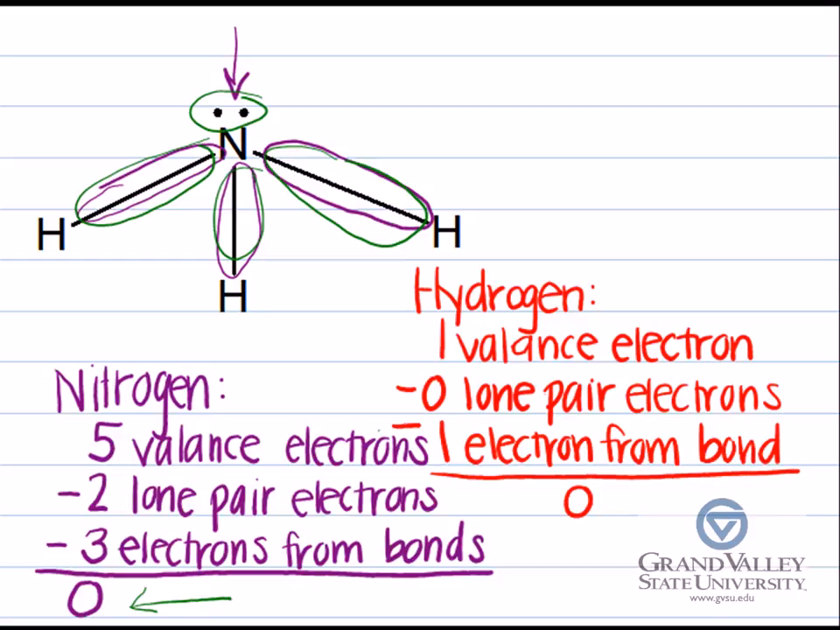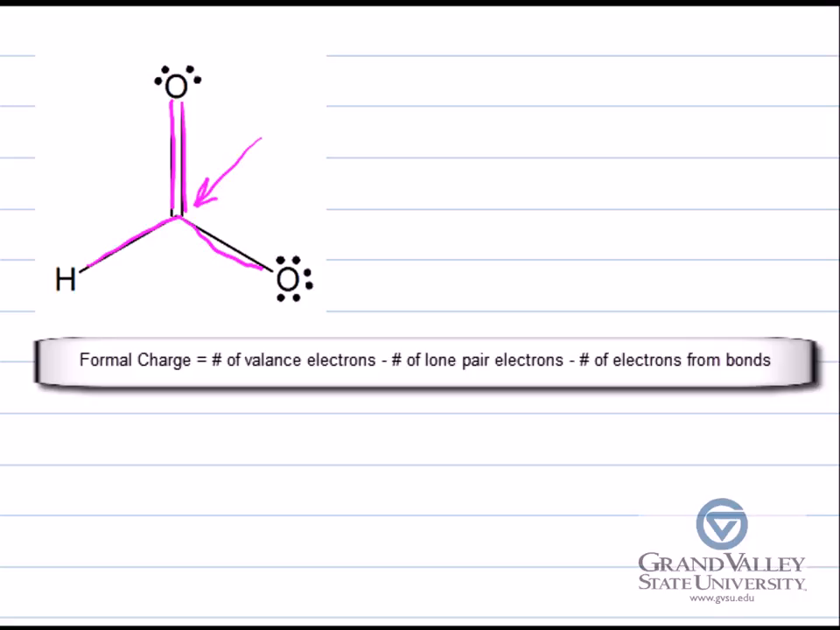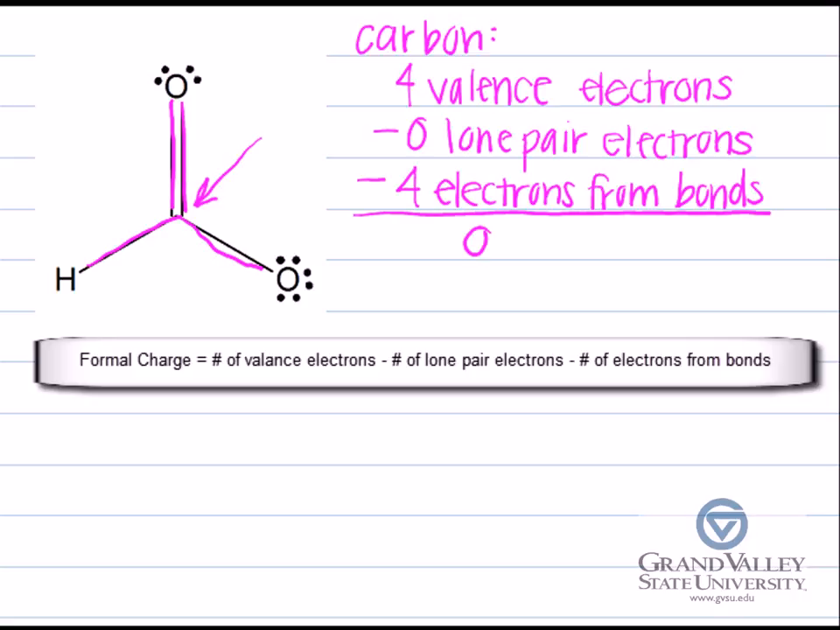Let's practice with an ion, formate, which is the conjugate base of formic acid. We will begin with the central carbon atom. From our use of the periodic table, we know carbon has 4 valence electrons. This carbon has no lone pair electrons and shares electrons in 4 bonds. Therefore, using our equation, we calculate the formal charge on the carbon atom to be 4 valence electrons minus 0 lone pair electrons minus 4 electrons from bonds equals 0.